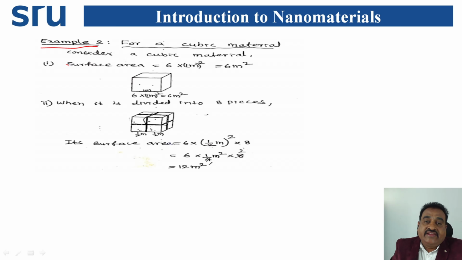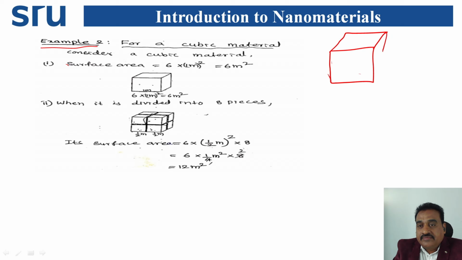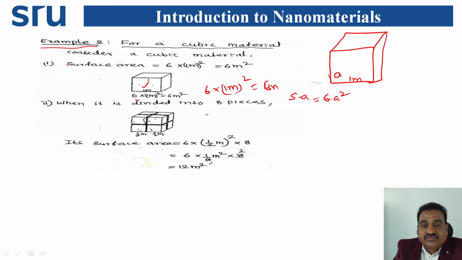Coming to the second example, I am taking a cubic material. Let the side of this cubic material be a, so the surface area is 6a square. Let this be 1 meter. Try to understand: 6 into 1 meter whole square. This is 6 meter square. The surface area is 6 meter square.